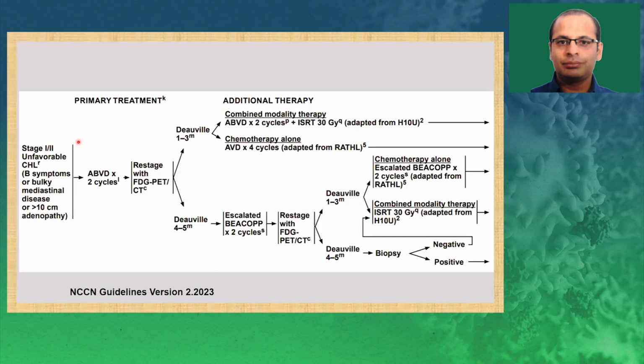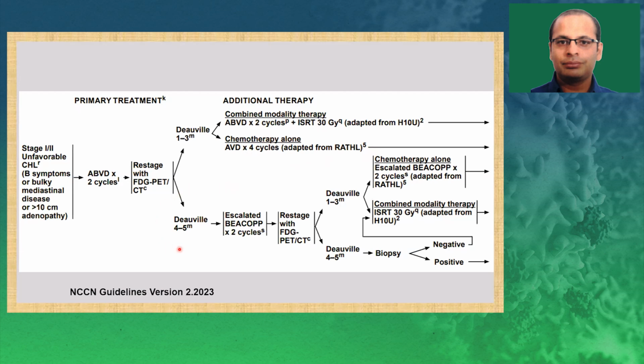For unfavorable disease, the algorithm is slightly easier. Start with ABVD 2 cycles, do an interim PET. Just a slight modification here for the combined modality: you give 2 more cycles of ABVD and 30 gray of radiation. This is important. We will see subsequently that if the PET is negative, you can continue with the omission of bleomycin. You can continue with AVD for 4 more cycles. This is a very important trial, the RATHL trial, which was published around half a decade ago.